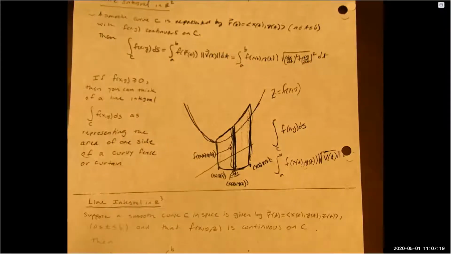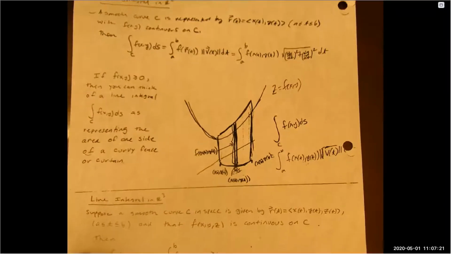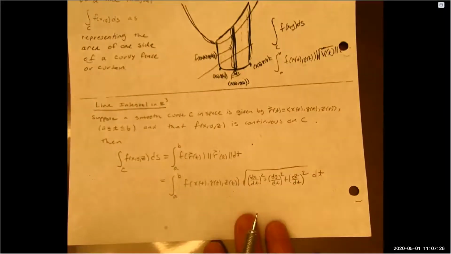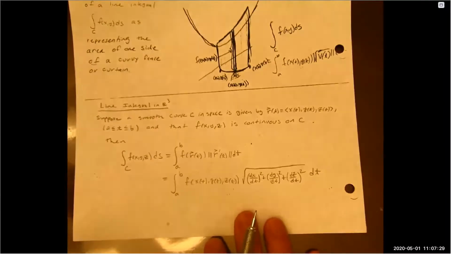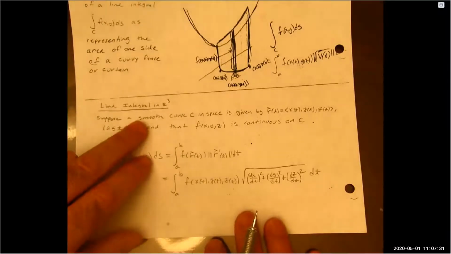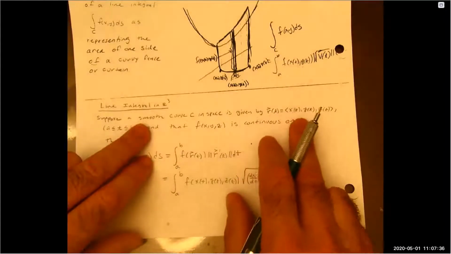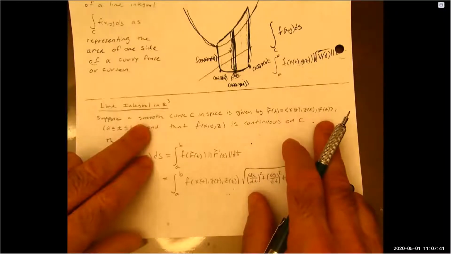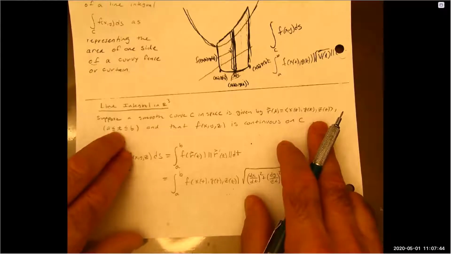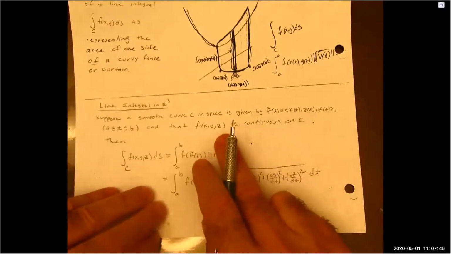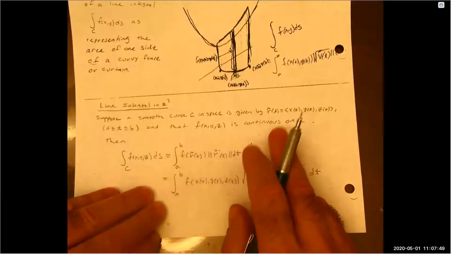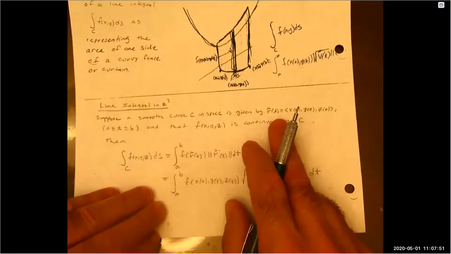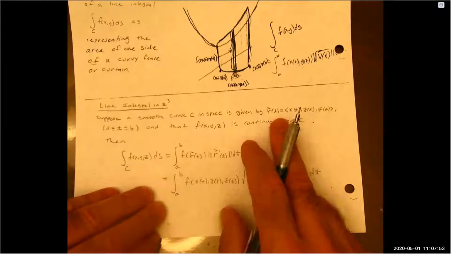And we can also talk about line integrals in space. So actually, let's do that. Let's suppose we have a smooth curve C in space given by this vector valued function. This time we have x sub t, y sub t, and z sub t as our component functions, t going from a to b, and that f of x, y, z is continuous on C. And remember, this is a smooth curve, meaning that the derivative is continuous and not equal to the 0 vector.